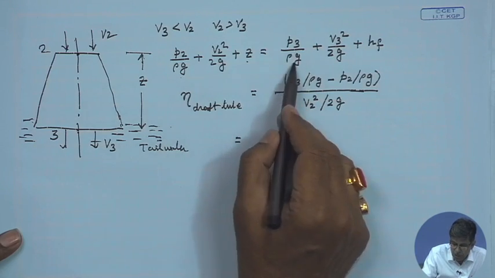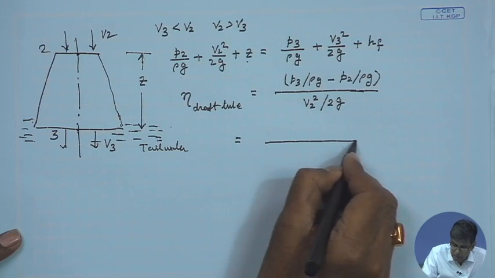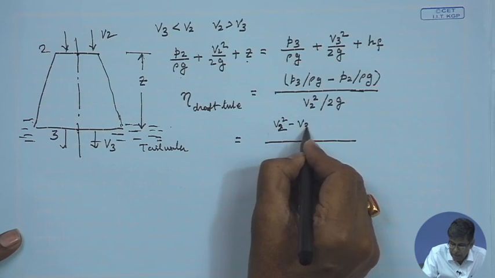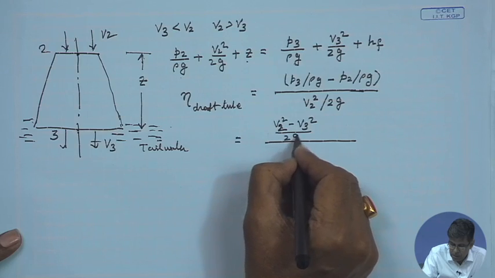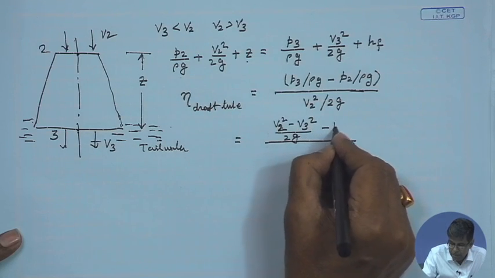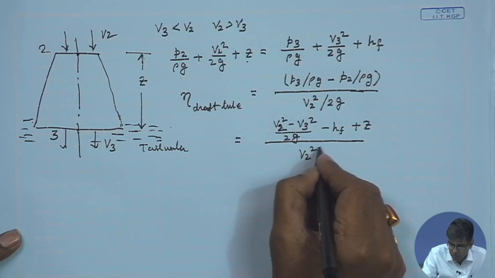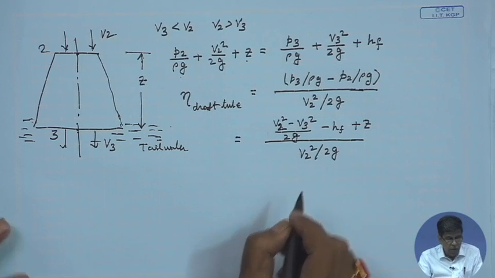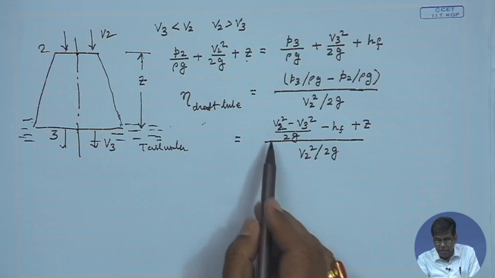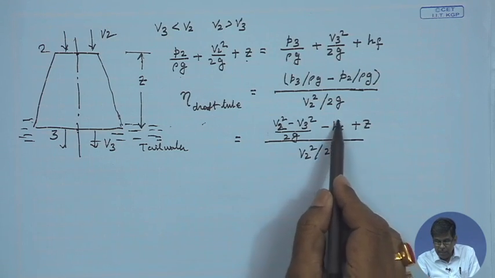P 3 by rho g minus P 2 by rho g is equal to what? V 2 square minus V 3 square by 2 g minus H f plus z divided by V 2 square by 2 g. And here we see that the efficiency depends upon many things, mostly this H f and z.